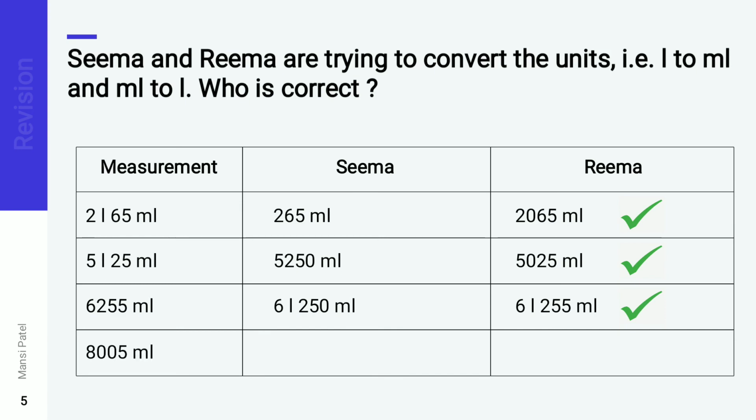The next one, they want to convert 8005 milliliter into liter and milliliter. Seema has written 8 liter 5 milliliter, whereas Rima has written 8 liter and 50 milliliter. In this, who is correct? Yes, in this case, Seema is correct.